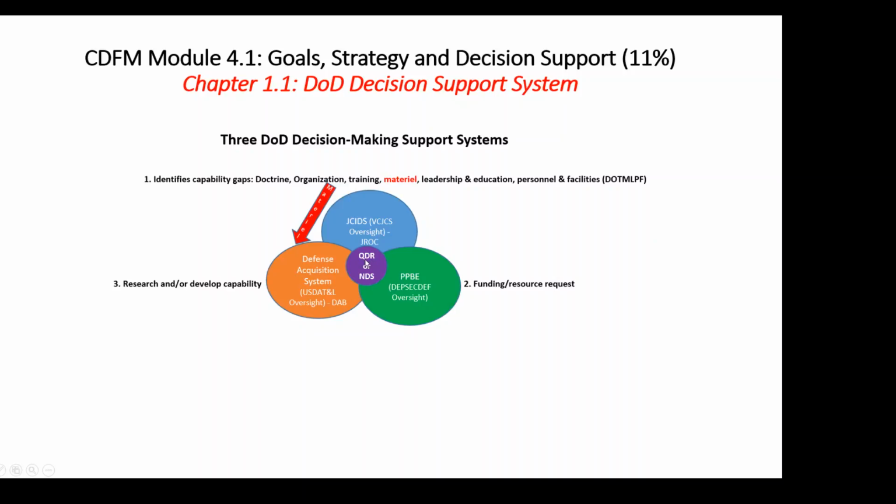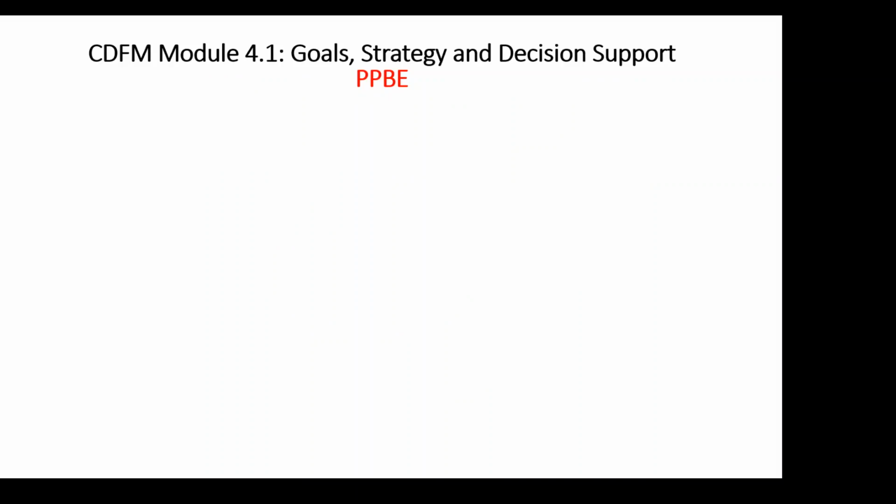The reason I put Quadrennial Defense Review here is because since the Module 4 exam has not been updated, they may still be referring to QDR. The new study guides for Module 1, 2, and 3, the 2018 study guides, they got rid of the QDR and it's now called the National Defense Strategy. So I put both here just in case you see QDR or the National Defense Strategy. So that's the DoD decision support systems.